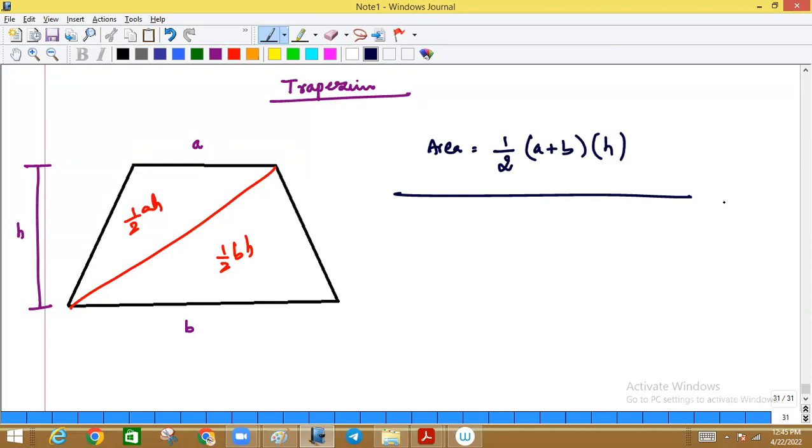Very, very important. What is very important in a trapezium? Its area. And its area is what? Half into sum of parallel sides into height. Height is nothing but the distance between the parallel sides. Sometimes they do not give you that the height is this much. They give you the distance between the parallel sides as something. So the distance between the parallel sides is called height.